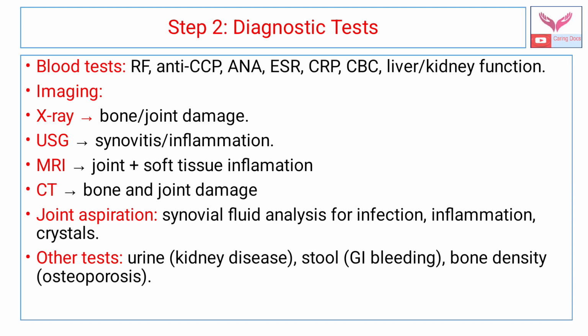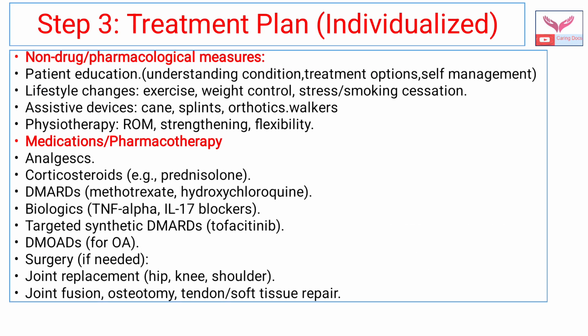Joint fluid aspiration, that is synovial fluid aspiration, helps in detecting the infection, inflammation, and crystals. Other tests like urine help in finding out the kidney disease, stool helps in finding out the GI bleed, and bone density helps in osteoporosis. The treatment plan is usually individualized. It varies from individual to individual.